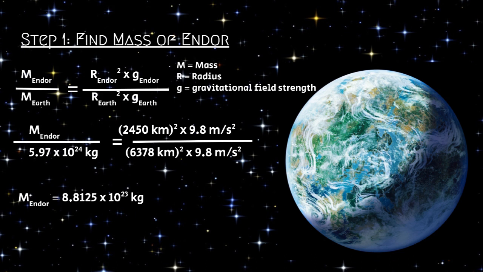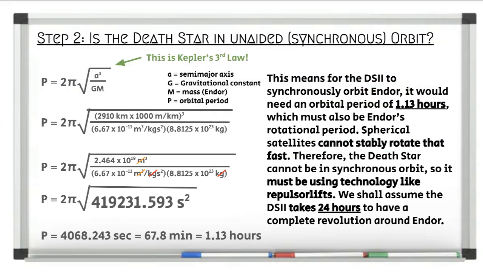For reference, Mars is about 6.39 times 10 to the 23rd kilograms, so Endor is actually more massive than Mars. It is also about 15% as massive as Earth. Next, we want to figure out if the Death Star is using technology like repulsor lifts to stay in orbit, or if it is in unaided synchronous orbit.